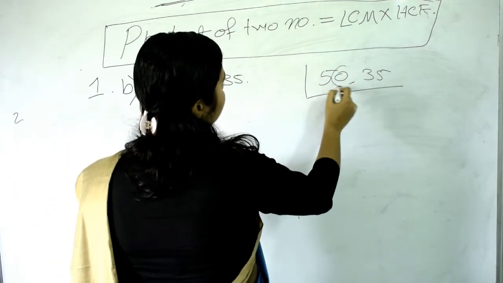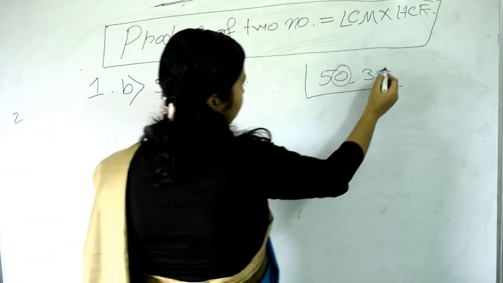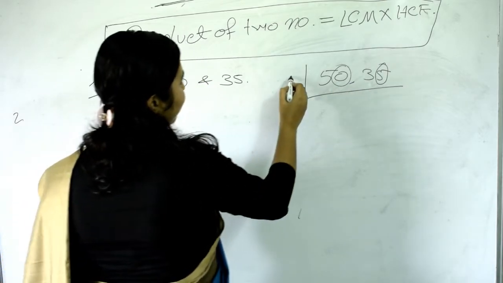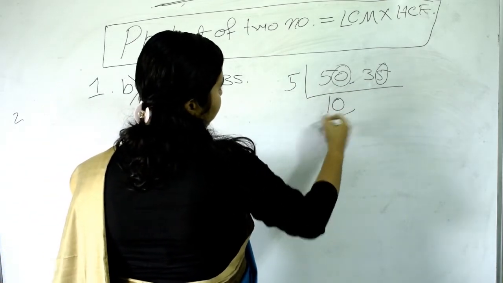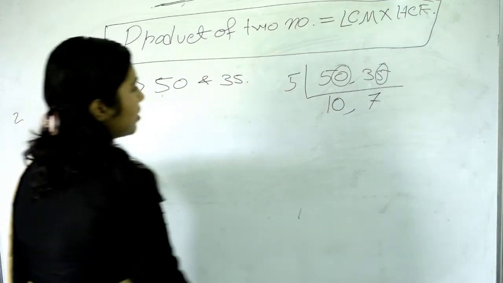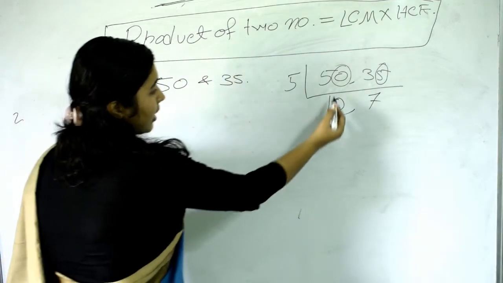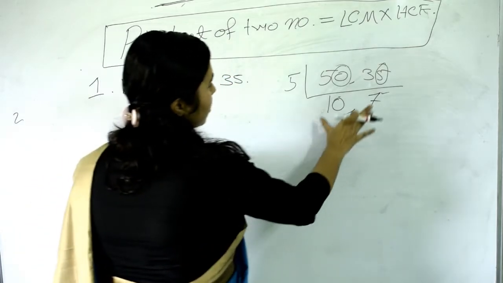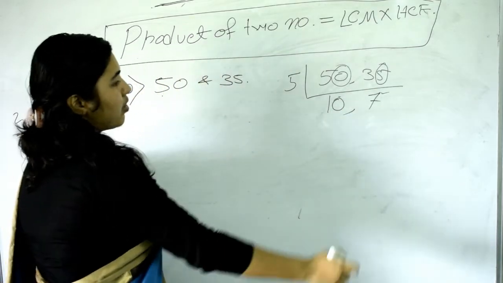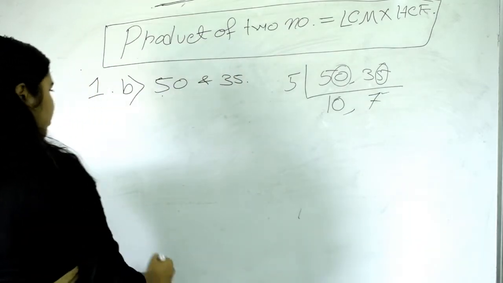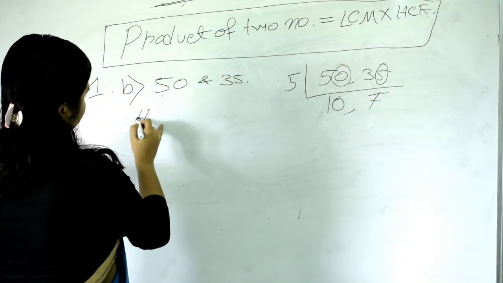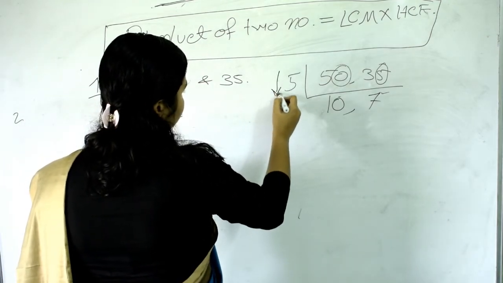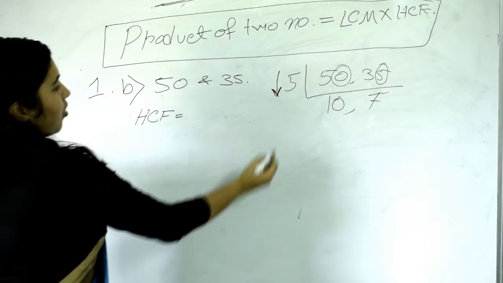So here in the ones place the digit is 0 and here in the ones place the digit is 5. That means both the numbers are divisible by 5. So 5 tens are 50, 5 sevens are 35. Now 10 is a composite number but 7 is a prime number. That means we don't have to divide further because 7 is a prime number. So HCF is only 5.